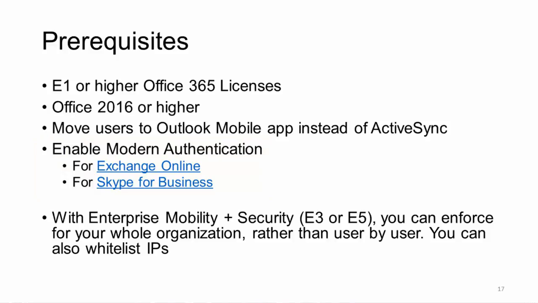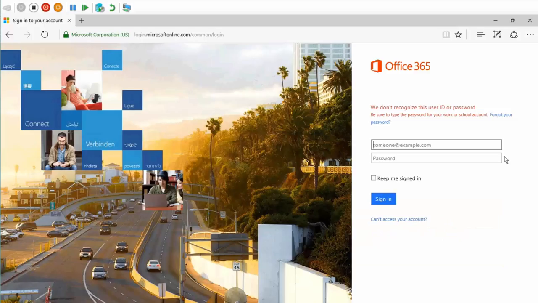Today we're going to be going over two-factor authentication that's available with E1 or higher licenses. If you add on an Enterprise Mobility and Security license, there's more that you can do, including enforcing two-factor authentication for your entire organization rather than user by user, whitelisting the IP addresses of your main offices, and a number of other features. So let's get started.